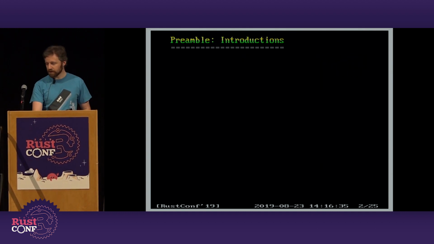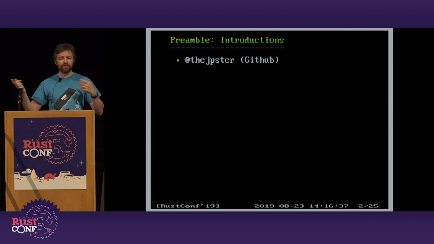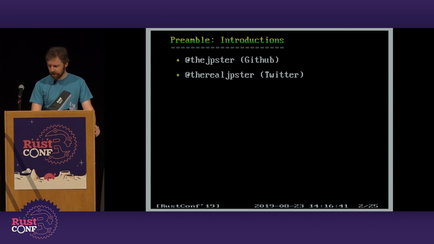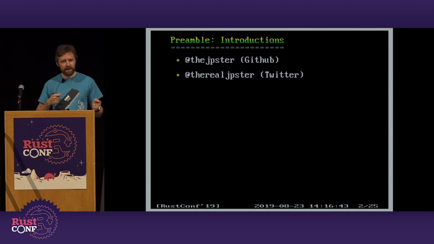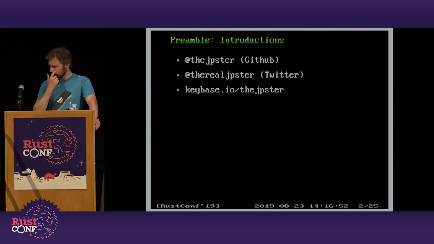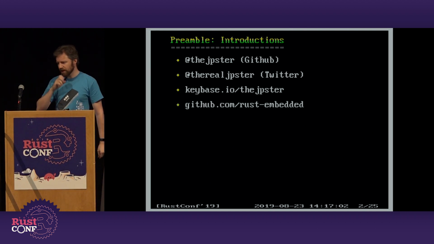So first, some introductions. You can find all of my code on GitHub, where I am the JPster. I tweet a lot these days, but I came to Twitter relatively late. So on Twitter, I am the real JPster, because somebody took the JPster before me. Don't ask that person Rust questions, because I'm pretty sure they can't help. You can find cryptographic proofs that prove I am who I say I am at Keybase, which is a great service. Recommend you check it out.